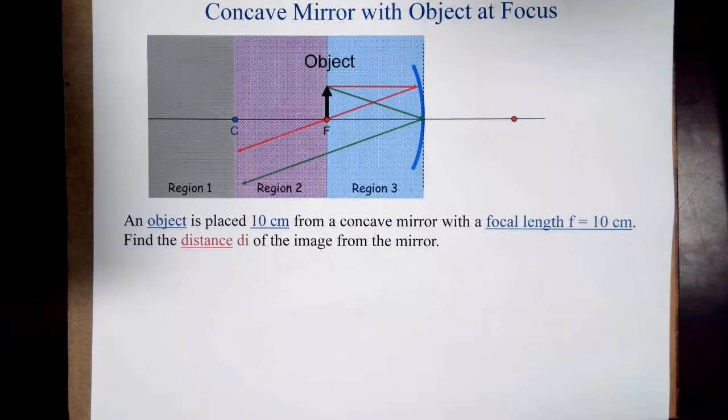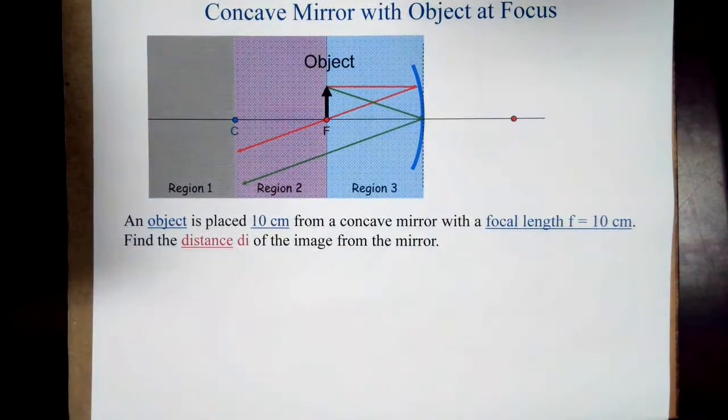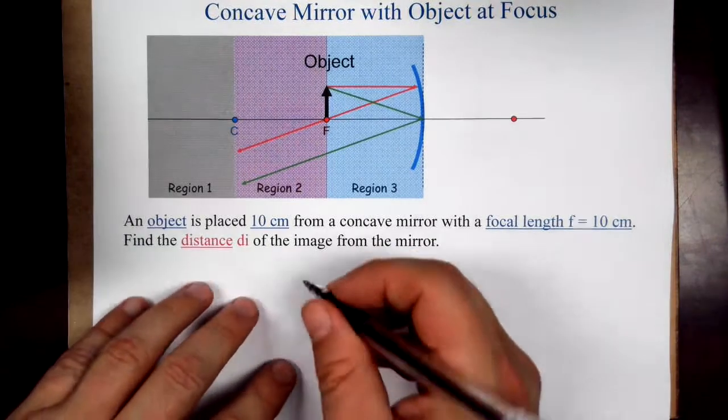Okay, I guess we keep moving. So now we put our object at the focal point. Here, the focal length is 10 centimeters, and the object is at 10 centimeters. So this creates a bit of an issue here, right?